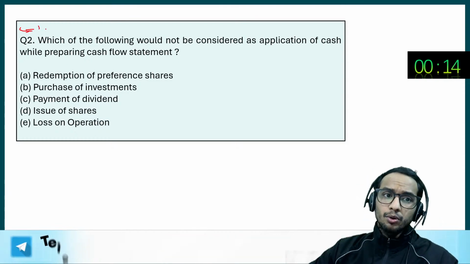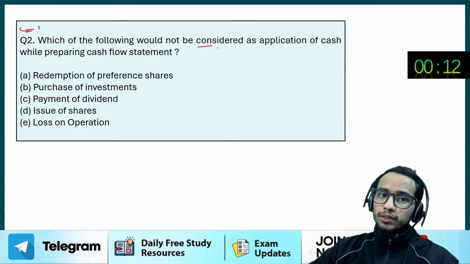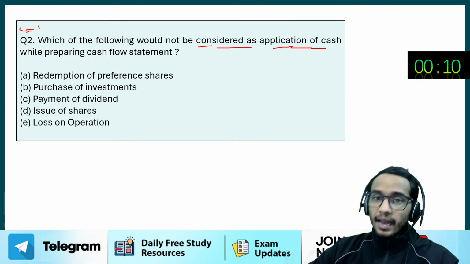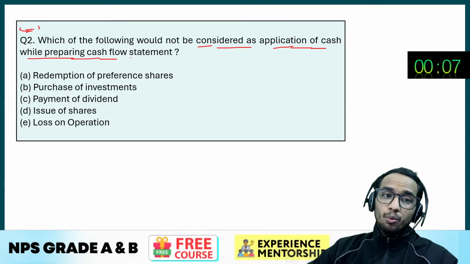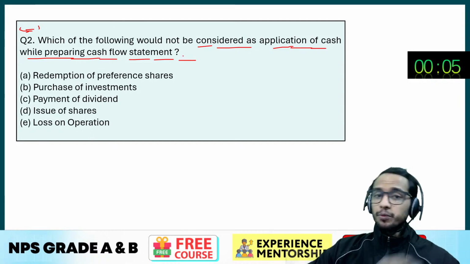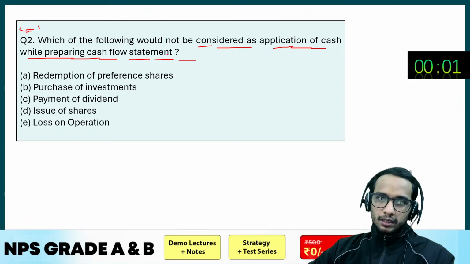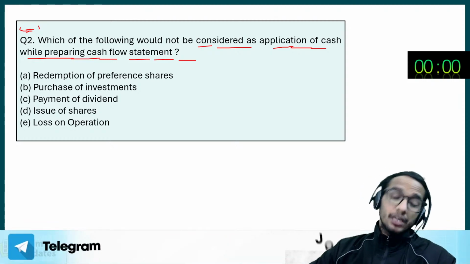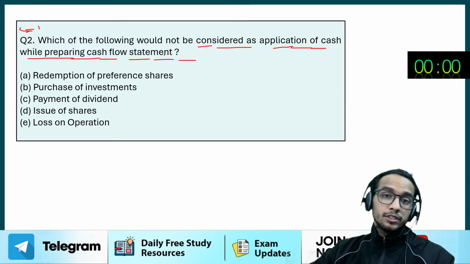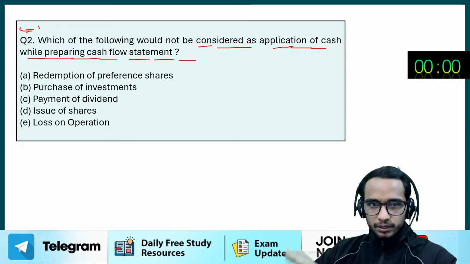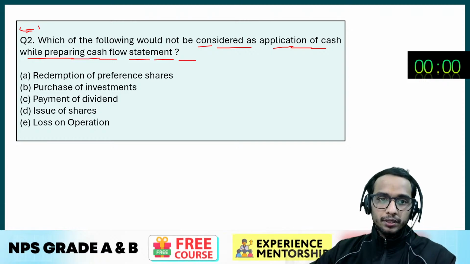Okay, question number 2 says, which of the following would not be considered as application of cash while preparing the cash flow statement? See, cash flow statement is an important chapter in your Commerce and Accounts subject for the NPS Grade A and Grade B, right? And ratio analysis is also the most important chapter. So these two chapters are the most important chapters. You should be focusing on these two chapters.